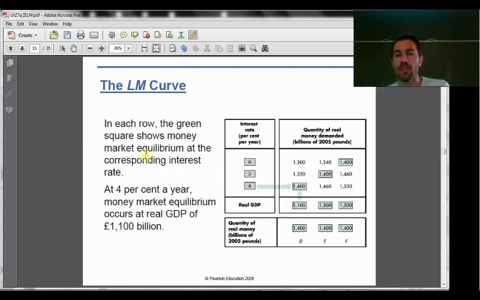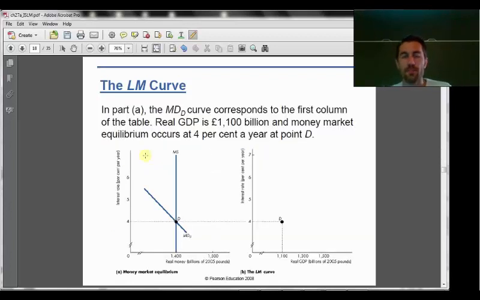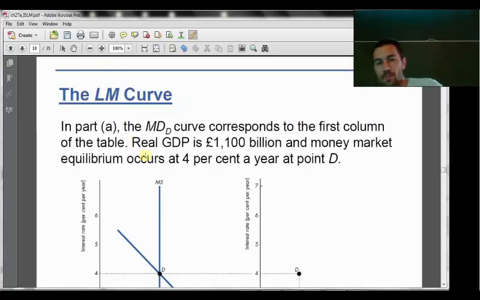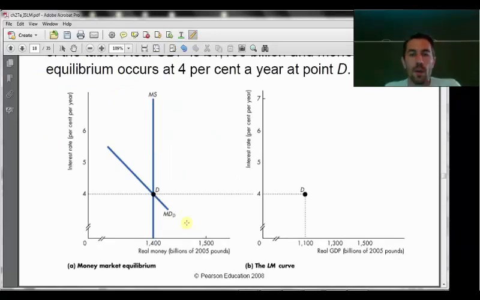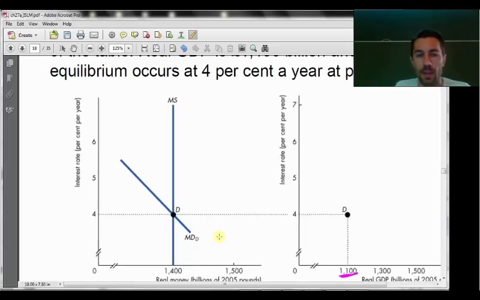So if there's some tables, we'll come back to the tables. Here's our diagrams. So we've got some level of money demand. Now this level of money demand is associated with some level of output, 1,100. So I'm just going to write that in there. This is the level of money demand when output equals 1,100. When Y equals 1,100. Okay?